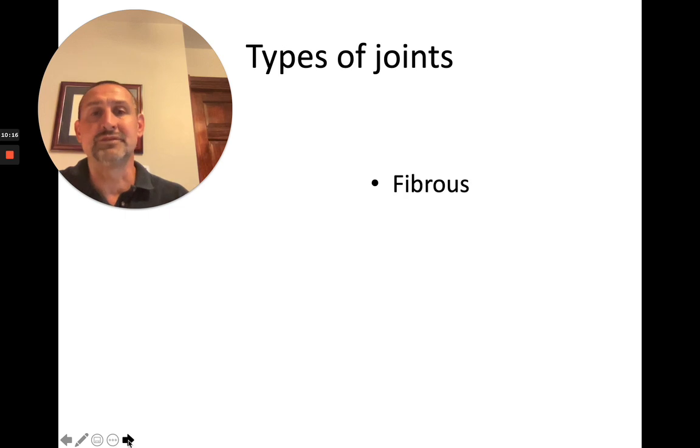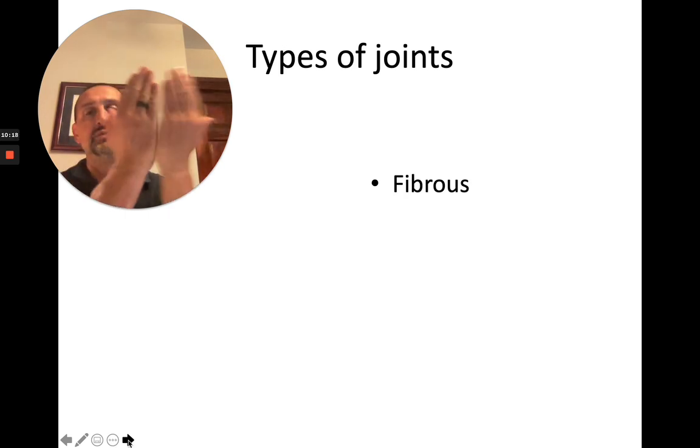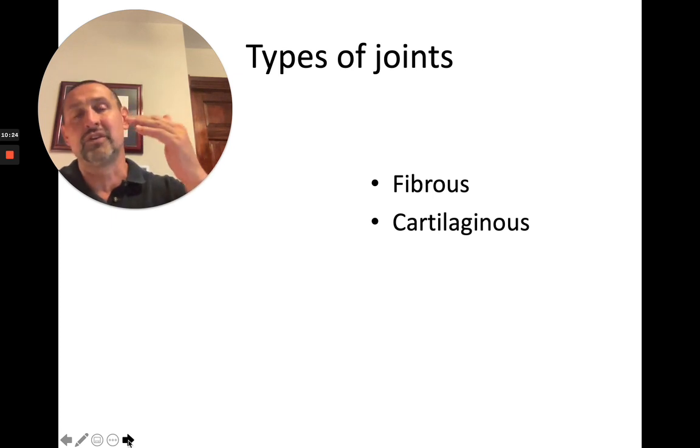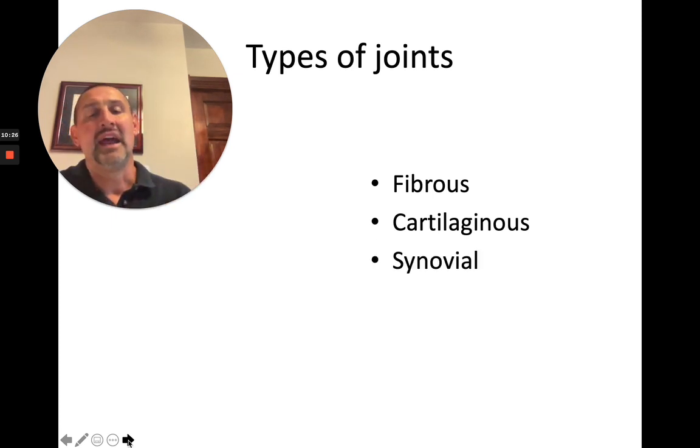There are several different types of joints. Fibrous joints, the bones are connected flush together. Cartilaginous joints means that there's a sandwich of cartilage in between the bones. And then synovial joints are freely movable joints. Fibrous joints you would find mostly in your skull, cartilaginous joints in your spine. Synovial joints are your freely movable ones.